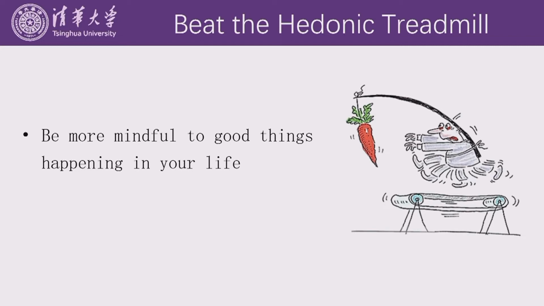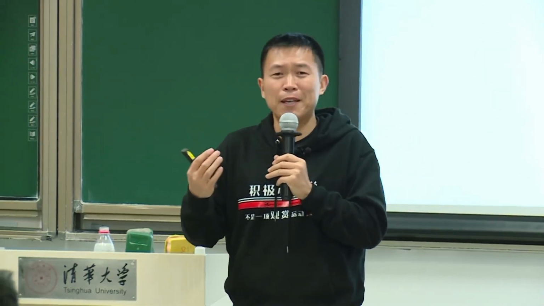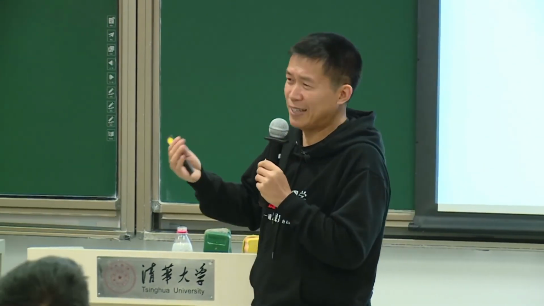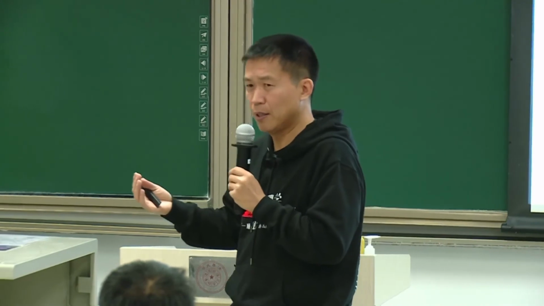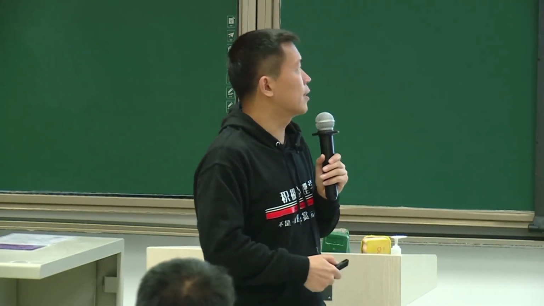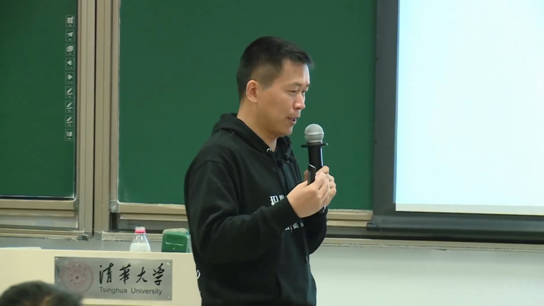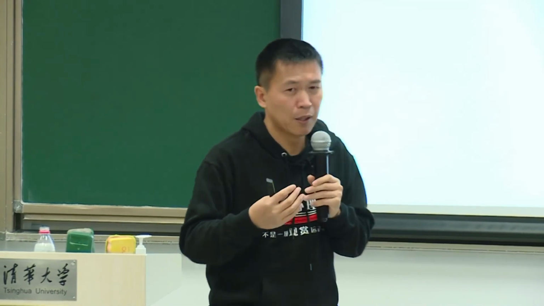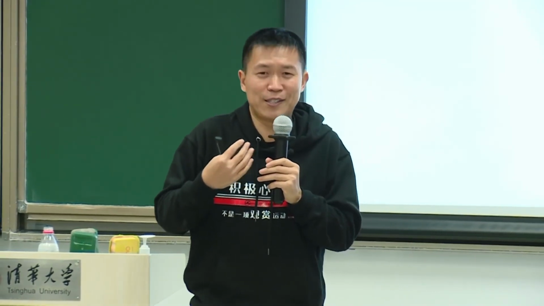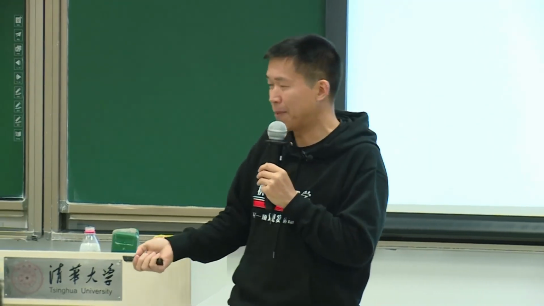And thirdly is, how can we beat the hedonic treadmill? That's when good things happen. Okay, you are happy, but very soon you are not that happy. You got to adapt to it. The solution is be more mindful to good things happening in your life. And then you are less adapted to it. You are less numb to it. You are always happier by those small good things that's happening.